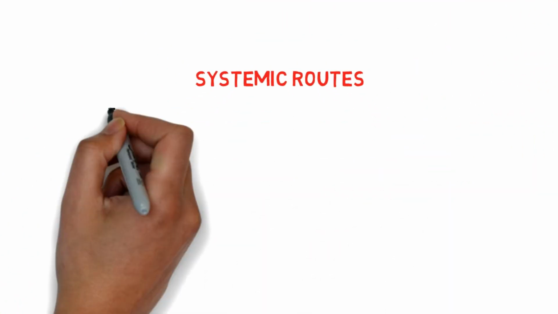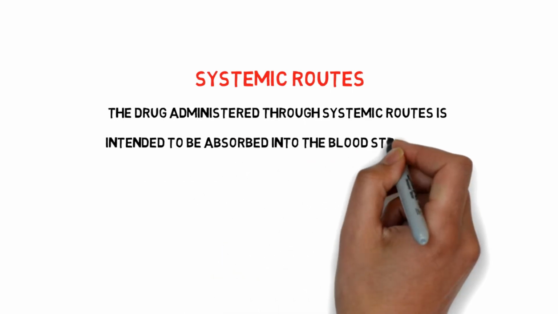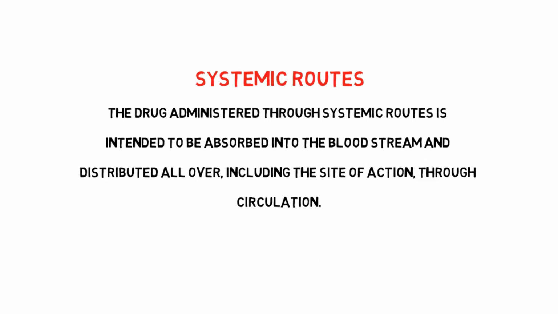Systemic routes. The drug administered through systemic routes is intended to be absorbed into the bloodstream and distributed all over, including the site of action, through circulation.